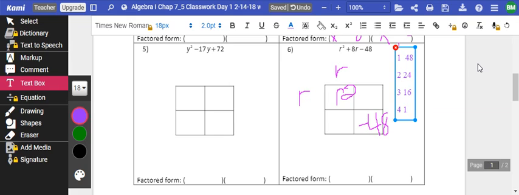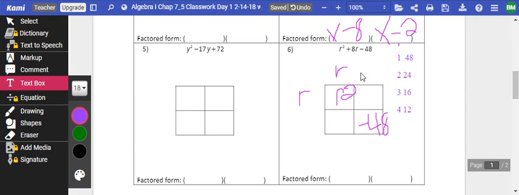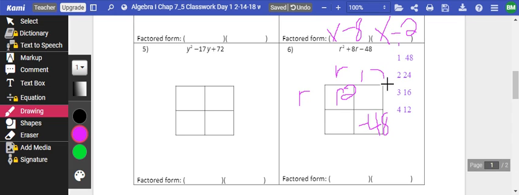Oh, 4 and 12, if I subtract that, I end up with 8. So I want my 12 then to be positive. And I want my 4 to be negative, because when I multiply them, I still need to get negative 48. So if I have negative 4r and positive 12r, when I add them together, I get 8r. So it's r plus 12 and r minus 4.